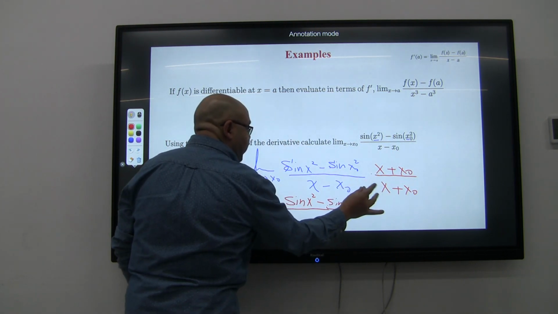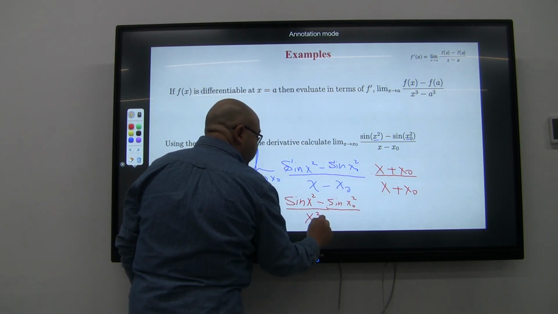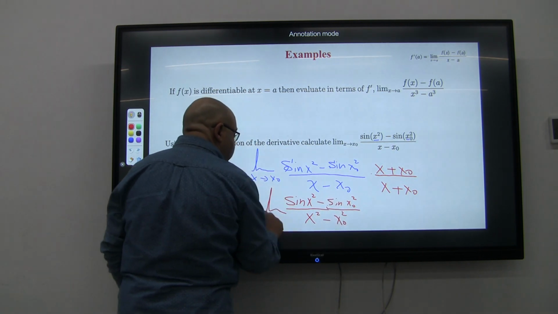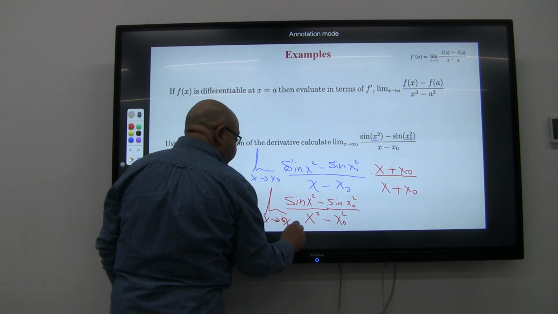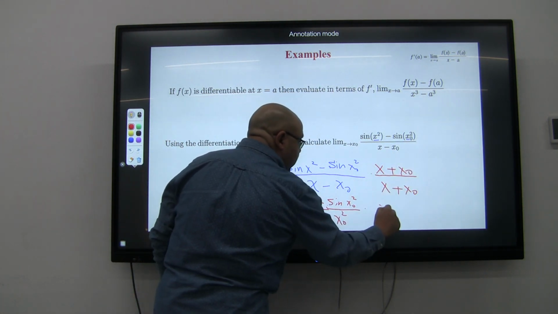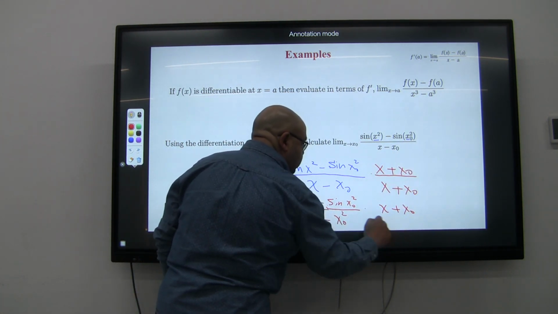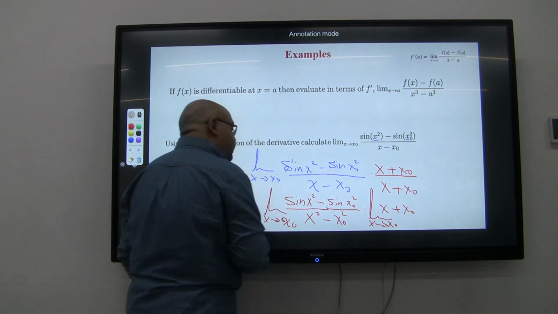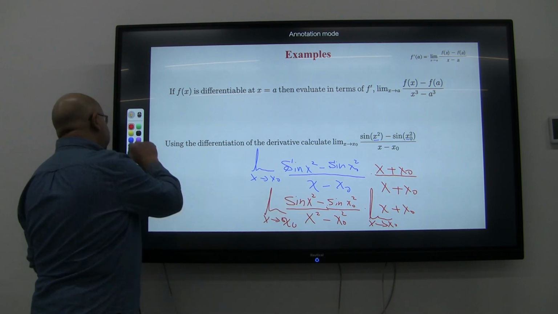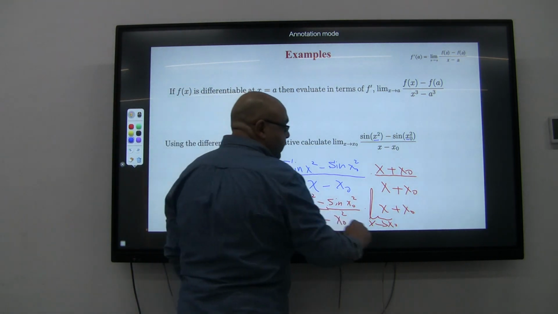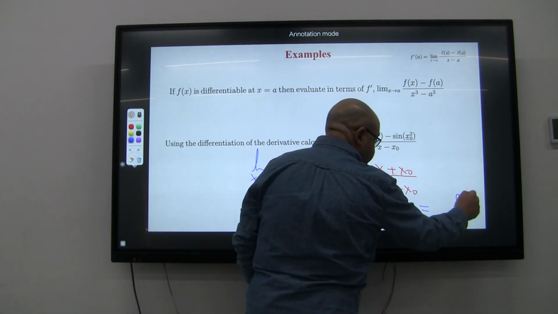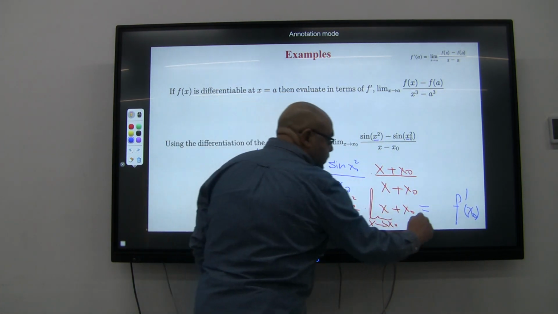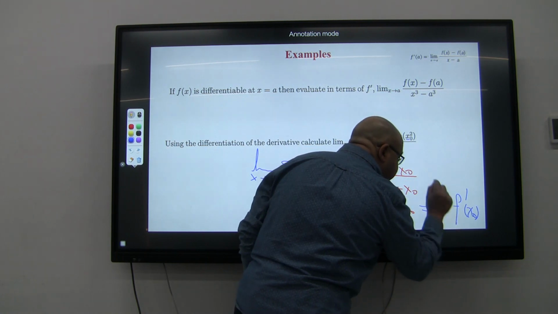Notice that when we multiply the two denominators, it gives x squared minus x naught squared. So you are getting almost the same rule over there, times the remaining bracket, which is x plus x naught, and this is the limit as x tends to x naught. I will repeat. For this part, we are already done. This part will be f dash of x naught. For that part, we will get 2 times x naught.